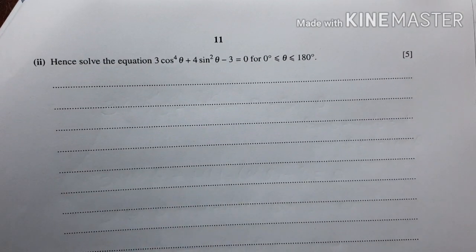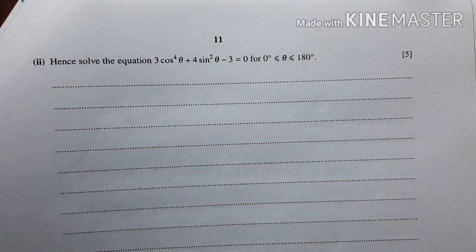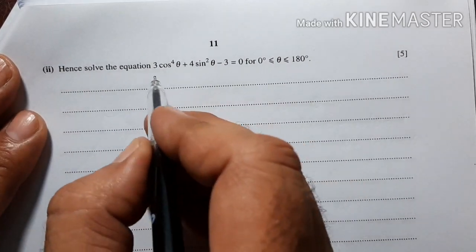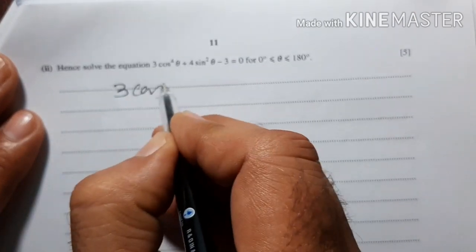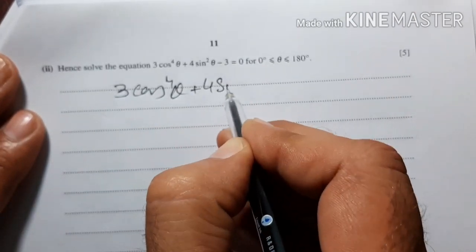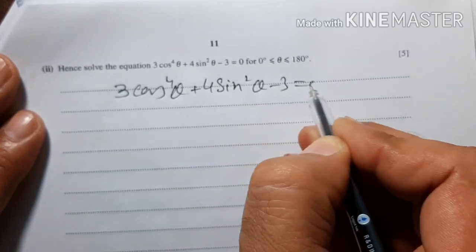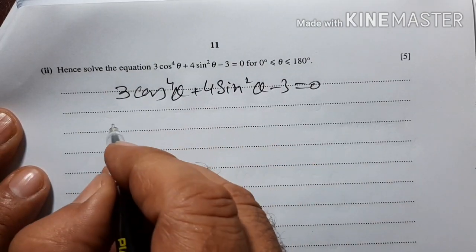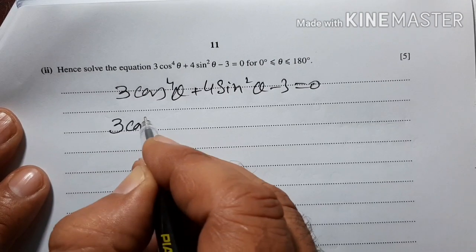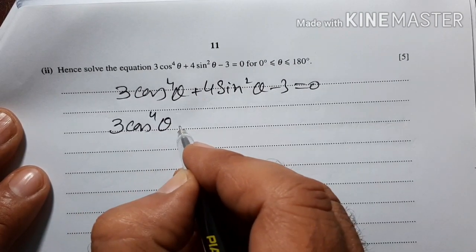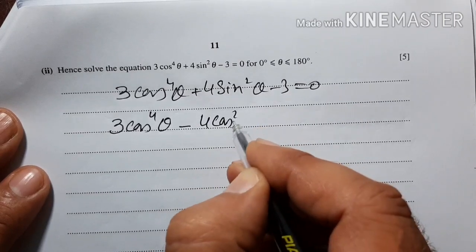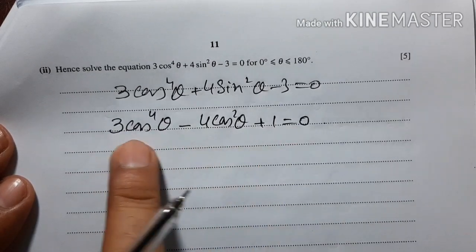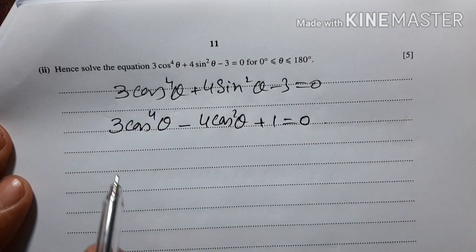Part 2. Okay, solve this equation for theta between 0 and 180. So I have to solve this equation 3 cos 4 theta plus 4 sin square theta minus 3 is equal to 0. And from the previous part, I have converted this whole equation into 3 cos 4 theta minus 4 cos square theta plus 1 is equal to 0. This is from part 1. So this is a quadratic equation in cos.